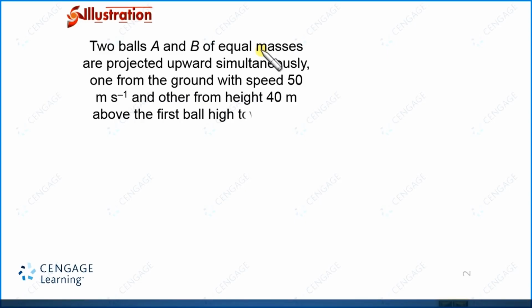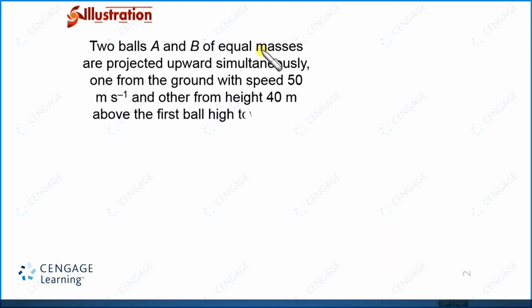Dear students, in this section we are going to learn one very important concept of center of mass, that is velocity and acceleration of center of mass. We will learn the application of this concept through certain illustrations. So let us move to illustration number 1.